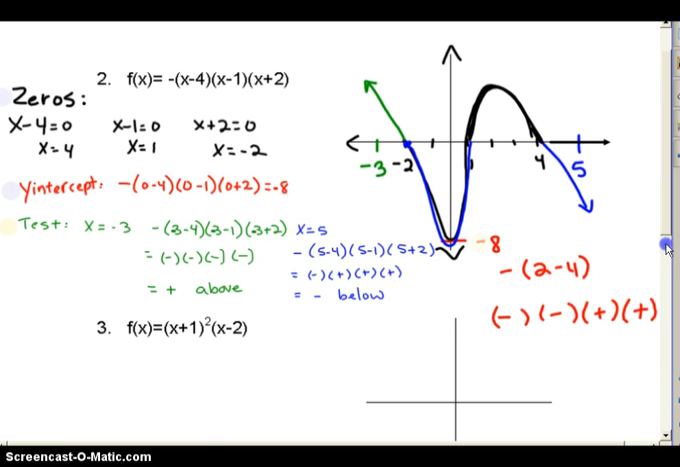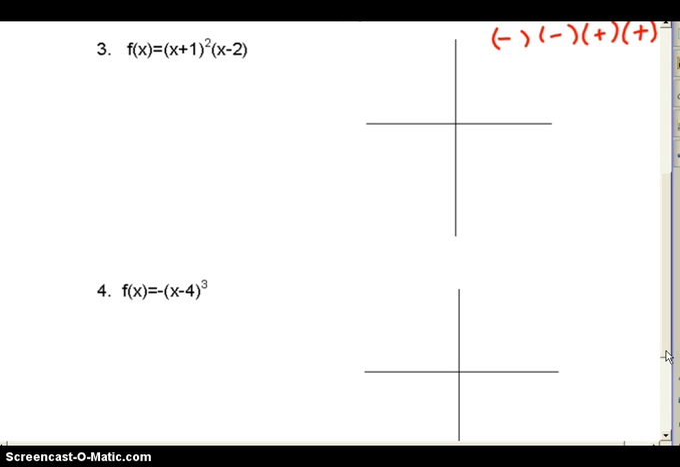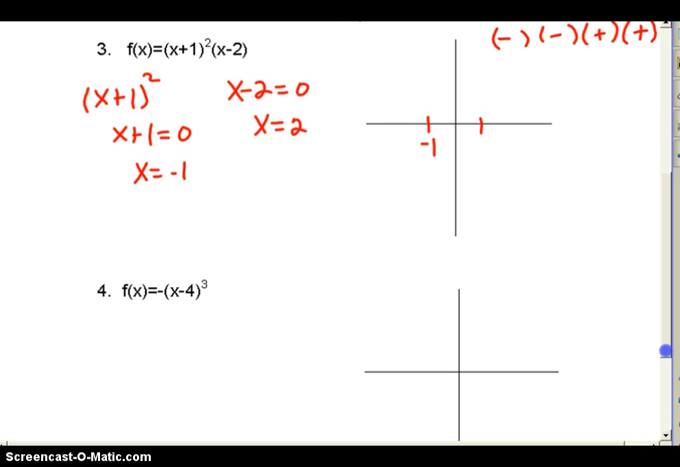Okay, we're going to move on down to problem number 3. Okay, whenever you have a quantity squared, that means you have a double root. Okay, so the zeros, x plus 1 squared, you're going to do x plus 1 equals 0, so x equals negative 1. At negative 1, we have a double root. X minus 2 equals 0, so x equals positive 2. Okay, so we have another root there at positive 2.